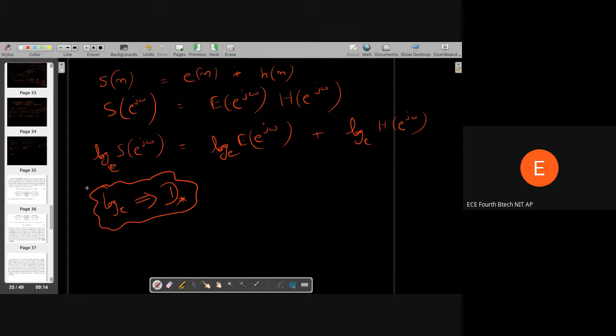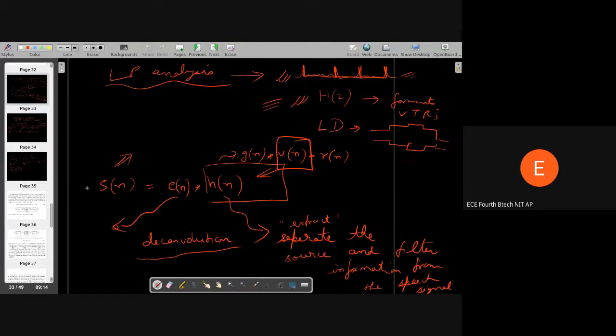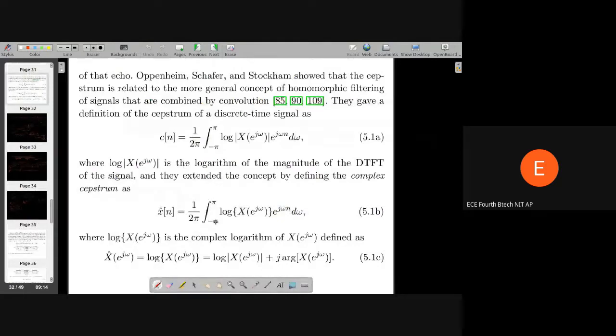Now let's see what happens if we do this. First of all, this is your S, remember, this is your S(e^{jω}). Here it is mentioned as X. So you get this S cap[n].